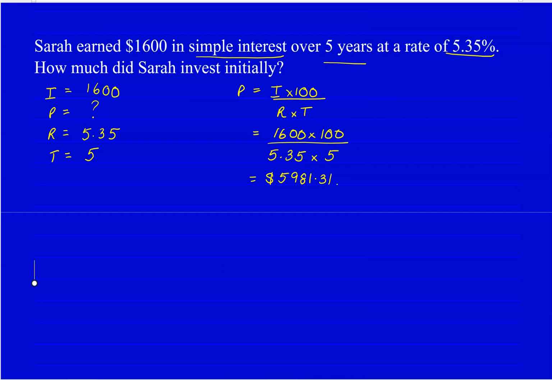So that's pretty much simple interest. If you're systematic, it lives up to its name of being simple.